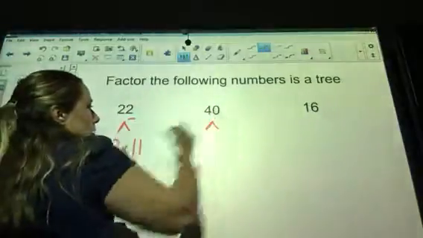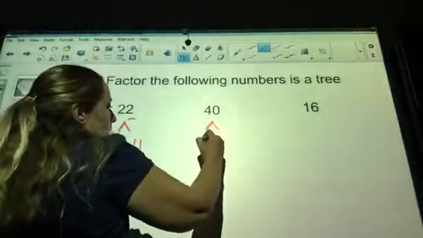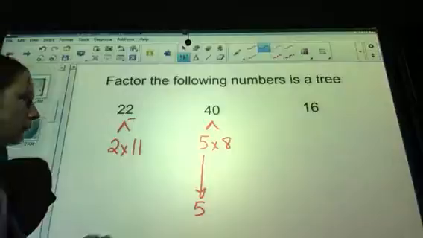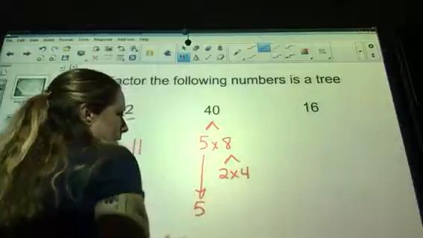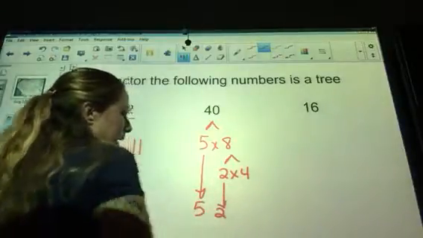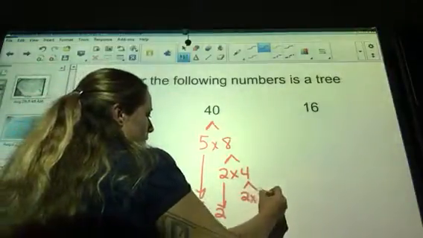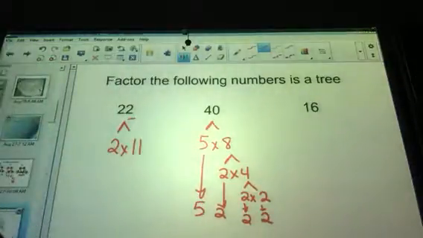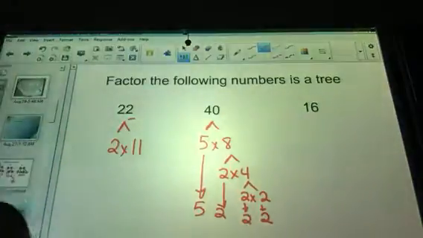How about 40? Well, I know there's 4 times 10. You could do that. But I also know 5 times 8 makes 40, and 5 is a prime number. So I would use 5 and bring it down. Then I will break down the 8. Let's see. I know that 2 times 4 is 8. And I know that 2 is a prime number, so I would bring it down. And I know that 4 can break down to 2 times 2. And I would bring those down and you're done. You keep breaking down until all you have left is a prime number. 5, 2, 2, 2 are all prime numbers.